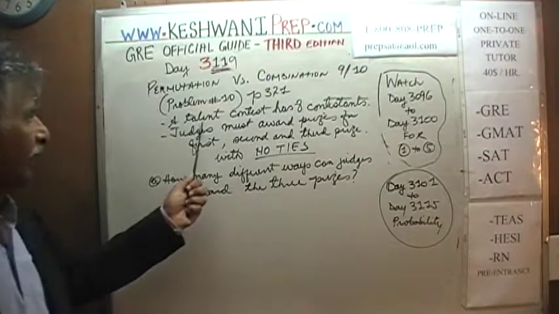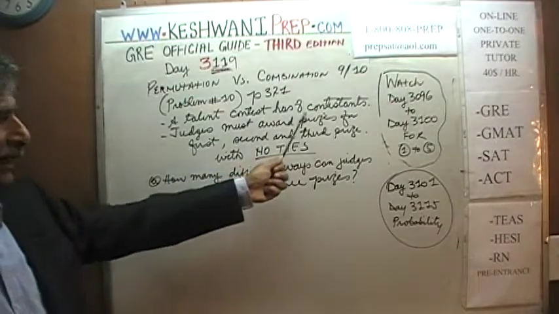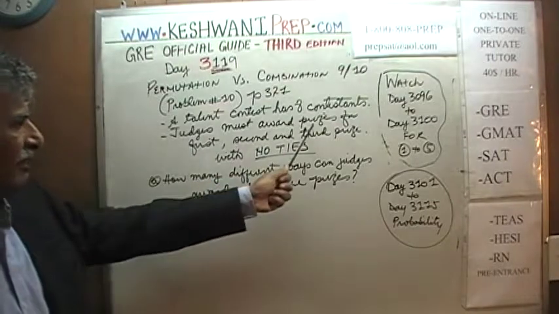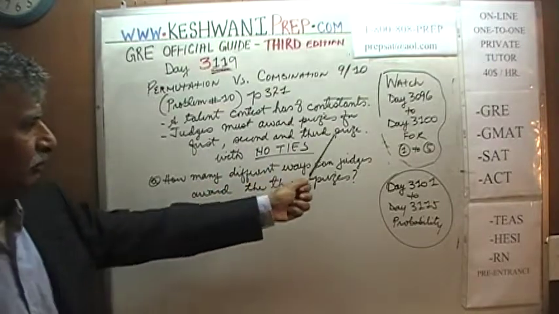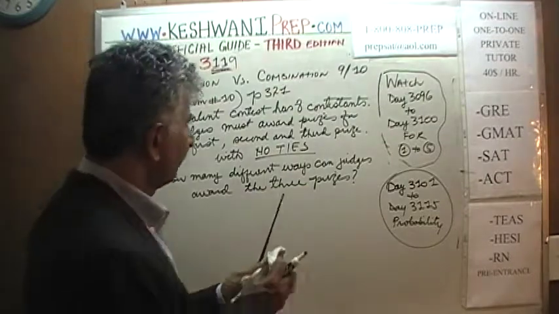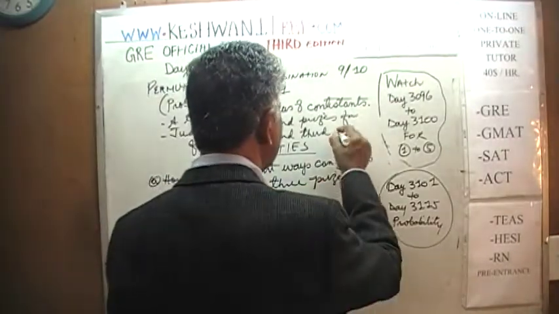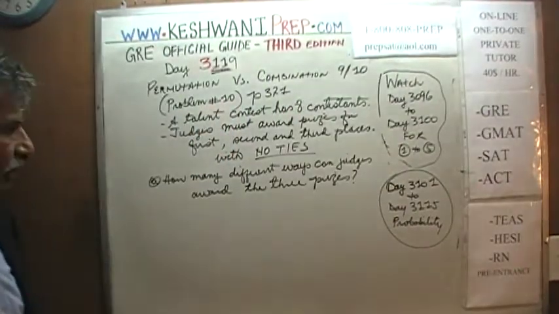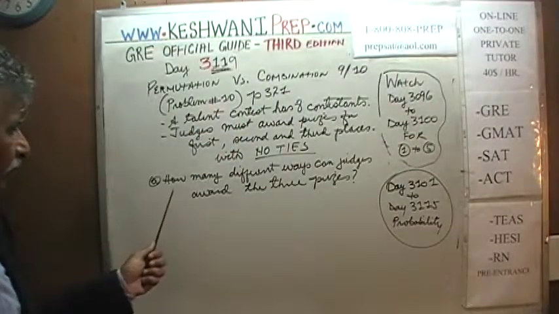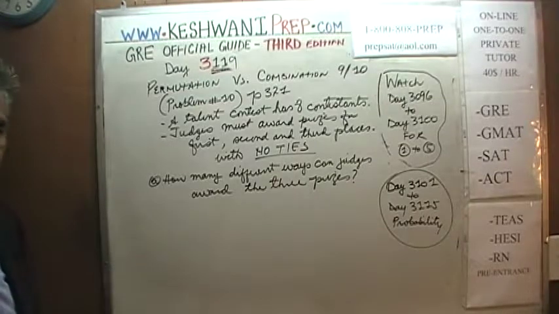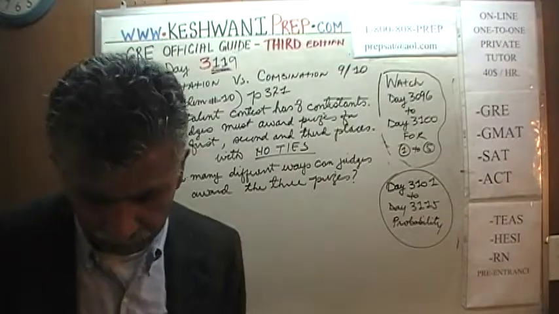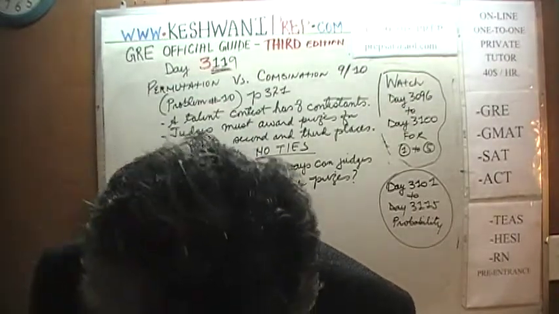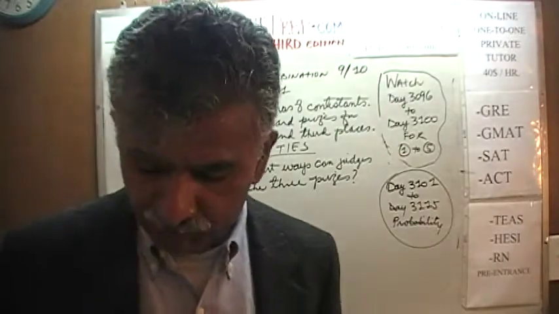It says, a talent contest has 8 contestants. Judges must award prizes for first, second, and third place. It should say places, not prize. First, second, and third places, with no ties. We cannot have two people getting the same place. How many different ways can the judge award the 3 prizes? Well, we are awarding 3 prizes.